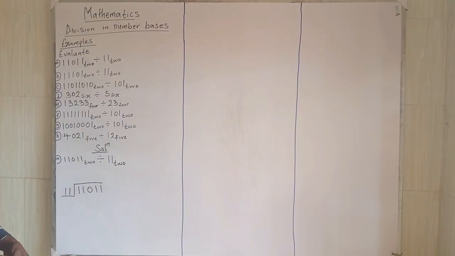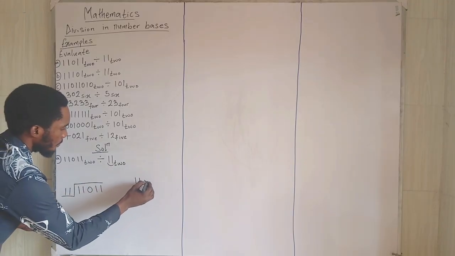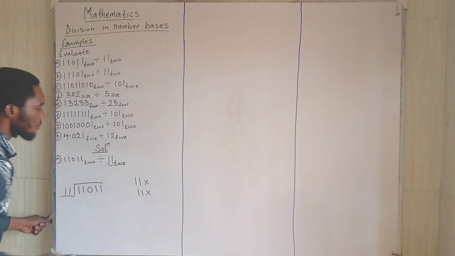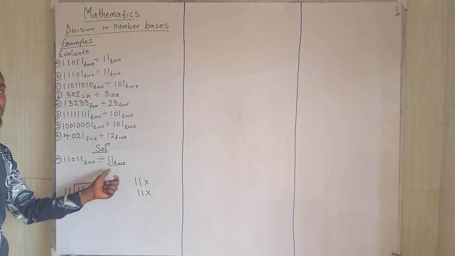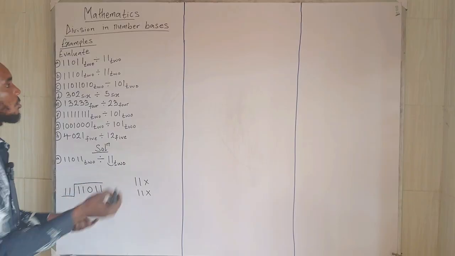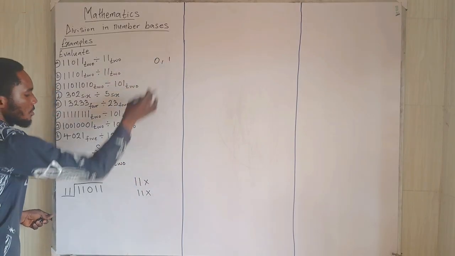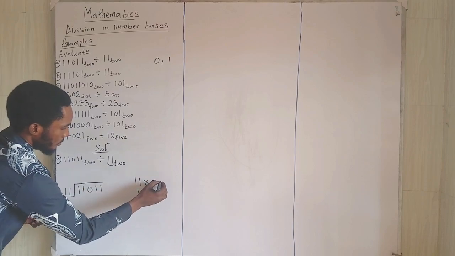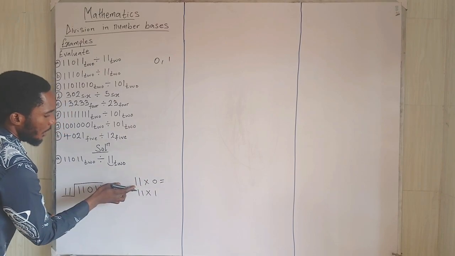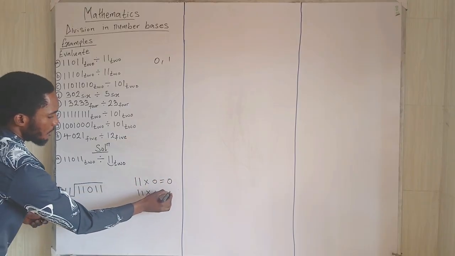Before we continue, one important thing to note is the divisor. This is our divisor. What are the digits used in base 2? Because these two numbers are in base 2. We have 0 and 1. We are going to multiply the digits used by the divisor: 11 multiplied by 0, 11 multiplied by 1.